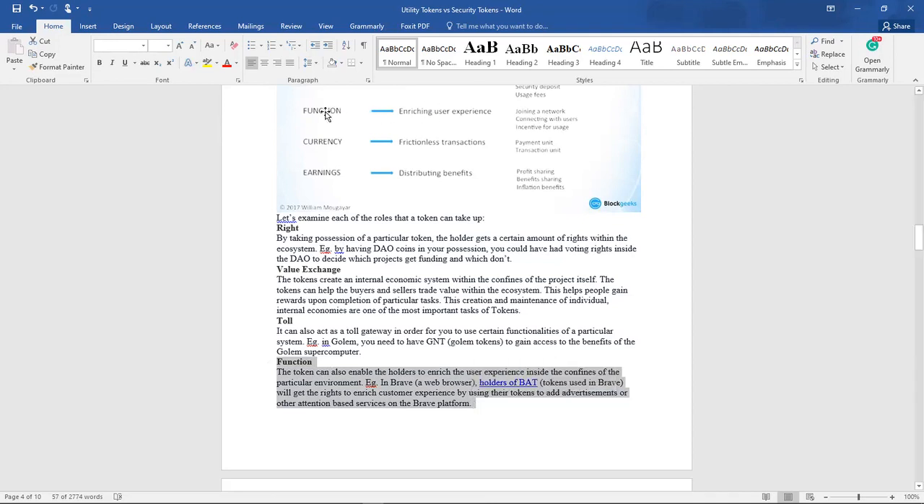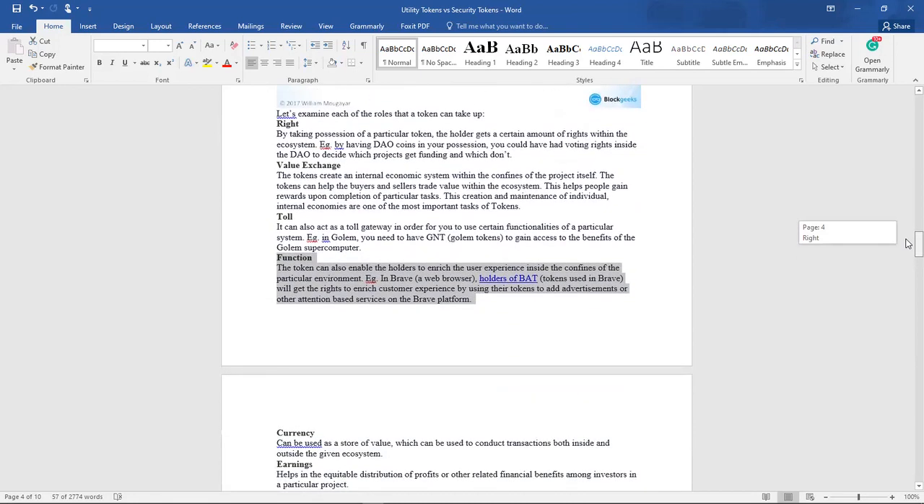And with that function, we have role, purpose and feature. So enriching user experience, joining a network, connecting with users, incentive for usage. So you get incentives for using a particular platform. Yeah, so that is how coins actually create value.